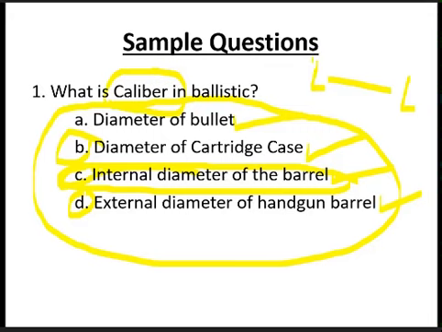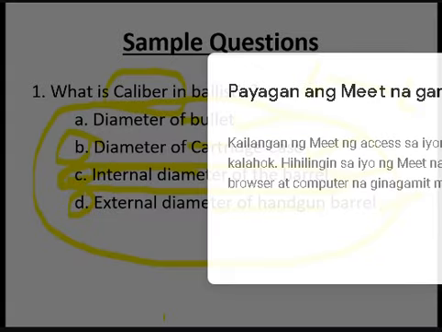Dito nimo ibangga sa two opposite lands of the opposite lands. Okay? So the answer will be internal diameter of the barrel. Diameter of the barrel, diameter of the cartridge case, and diameter of the firearm are only distractors. So kini sila actually are considered as distractor. Nga ang correct nga answer is only letter C, internal diameter of the barrel.